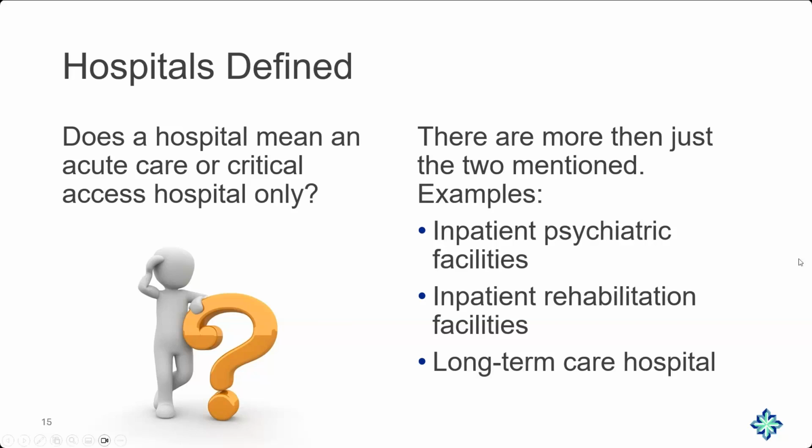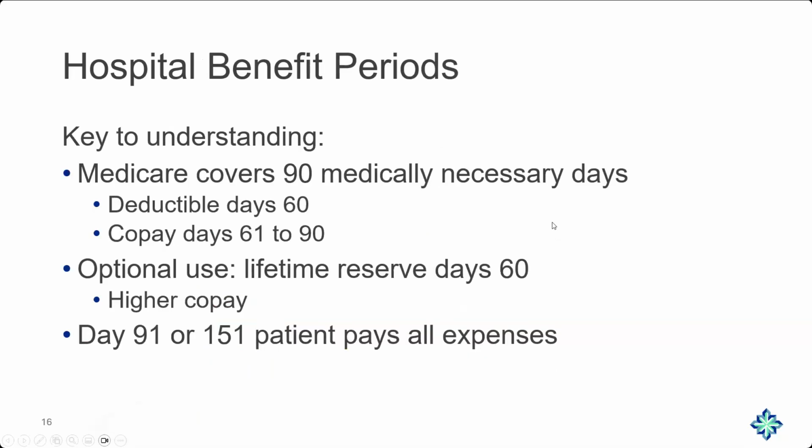Okay. So when we look at hospital benefit periods, what are some key understandings? First, with a hospital, Medicare covers 90 medically necessary days. This is the inpatient Part A benefit. It applies a deductible for the first 60 days, and the remainder of that is covered at 100%. And then they have copay days for 61 to 90. Don't read on, stop there. Once they reach that, everything after that is the patient's responsibility. That's where the Part B benefit portion comes in, okay?